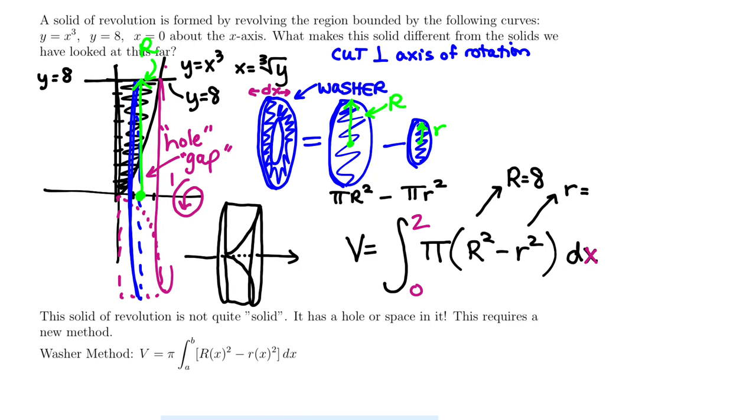Little r, let me change colors up. Let me get a purple color. Little r is the distance from the axis of rotation to the hole. It's the inside part, the part that I'm pulling out. So it's giving me the gap. It's the measurement of the gap. That's what my little r is. Can you see what function defines my hole? Joel, what is it? It's x cubed. So x cubed minus 0. Again, that's my little r. So my little r is just x cubed because x cubed defines that hole. Are you all with me?